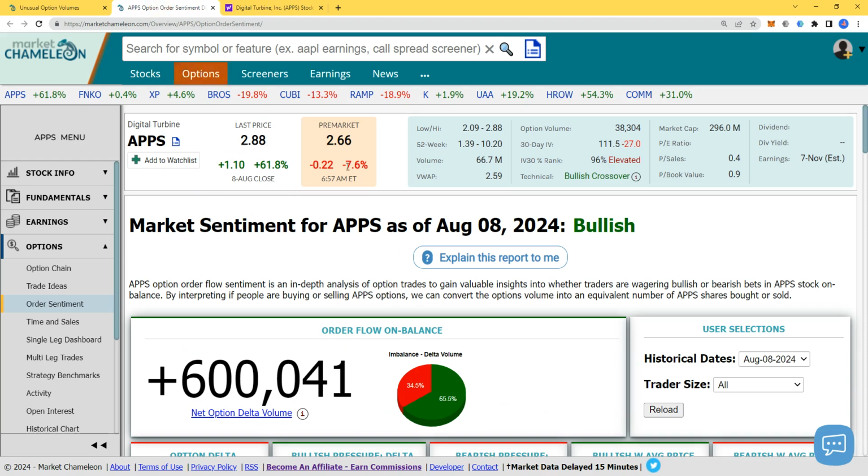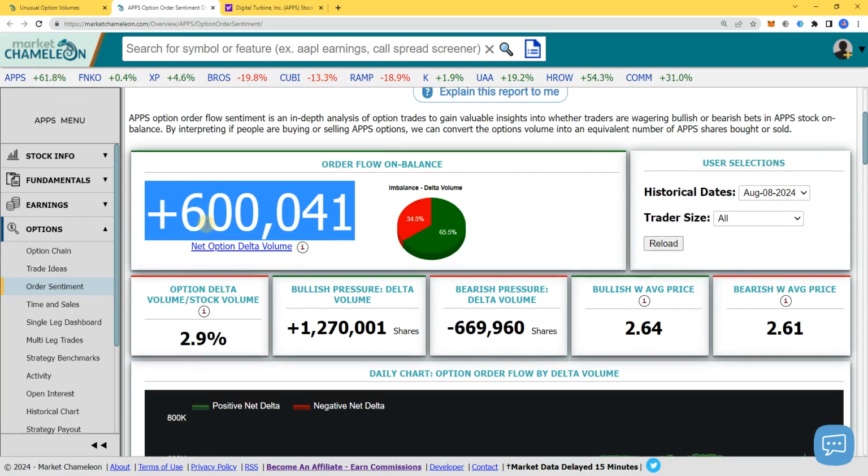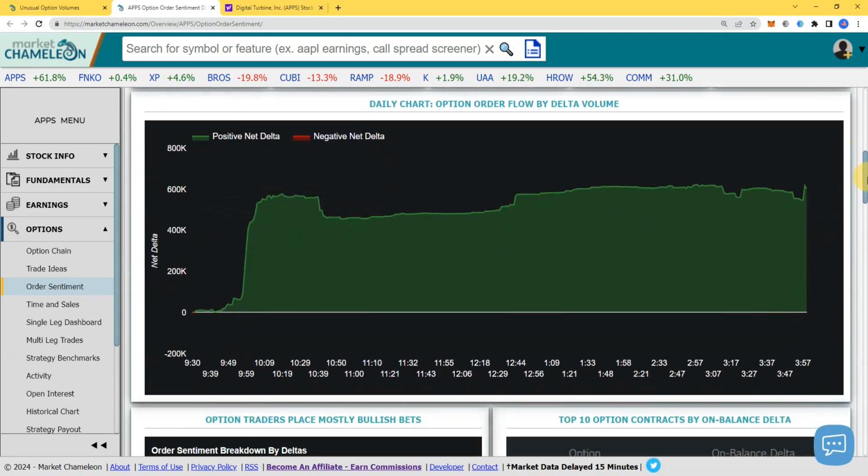And that tells me that I follow the unusual option activity. That's all it tells me. Order flow and balance. So let me show you what happens here. 600,000, okay, 65 compared to 34. Not a lot of options, so people are buying the stock. Interesting, 2.9. Remember FANQ? FNKO was 18%. This is barely 3%. Bullish pressure 1.3 million compared to half of that.